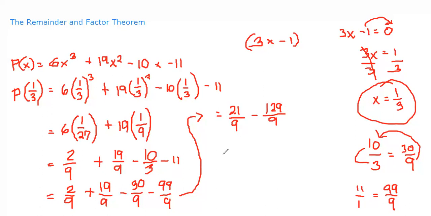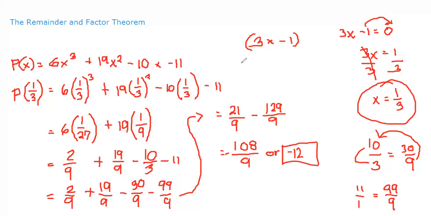So, 21 minus 129 will be 108, negative of course. So, 108 over 9. Then 108 over 9 is equal to negative 12. Okay? So we have a remainder of negative 12.